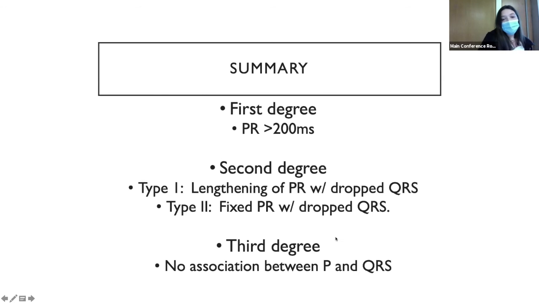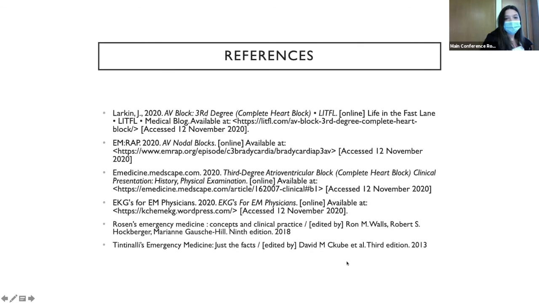Assume the worst, just like Dr. Silver said. And a type 3 or third degree AV block, there's no association between the P and the QRS complex. These patients are going to need to be admitted. If they're symptomatic, you can treat with atropine or epinephrine until you're able to pace them. And most of the time, these patients are going to need pacemakers.